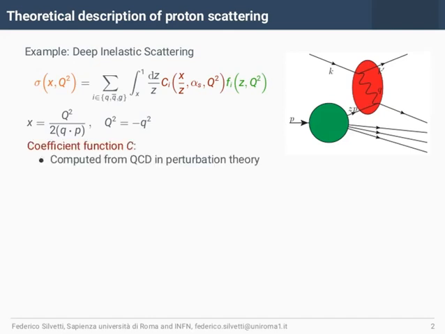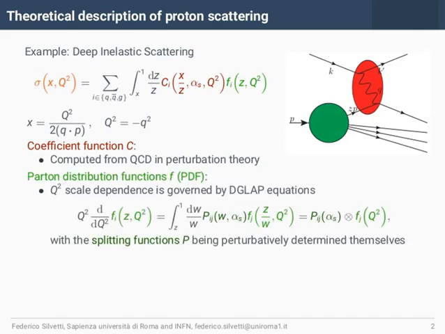Now, the coefficient function can be computed in perturbation theory directly and encodes the scattering of the virtual photon with an elementary component of a proton, namely a quark or a gluon. Instead, the PDF represents the momentum distribution of said components, and it's a non-perturbative object. Only its energy scale dependence can be computed in perturbation theory via Altarelli-Parisi equations.